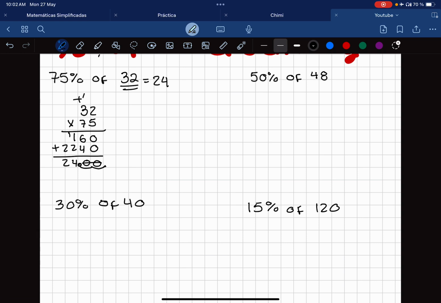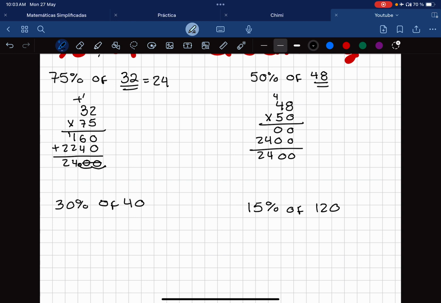Let's do it. So you take the quantity, in this case 48, you put it here, and you multiply it by the percentage, that in this case is 50. Once again, you know how to do these operations. 0 times 8 is 0, 0 times 4 is 0, magical 0. 5 times 8 is 40, so you put it here. 5 times 4 is 20, plus 4, 24. So you add 0, 0, 4, 2.